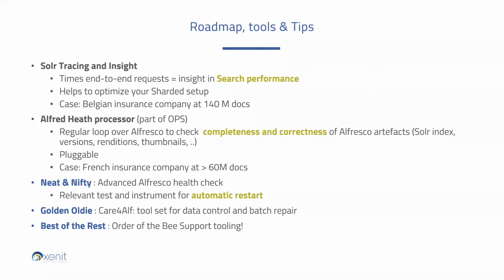There's a golden oldie we have, Care for Alf. That's a tool for data control and batch repair. It does a lot of repair and insight routines and reusable stuff that we also deliver to our customers and to the community, to be used as a service tool. And I want to give also a tip. The best of the rest, with all the respect for the rest, is the Order of the Bee support tooling. It is really also a great treasure trove of interesting monitoring tools.